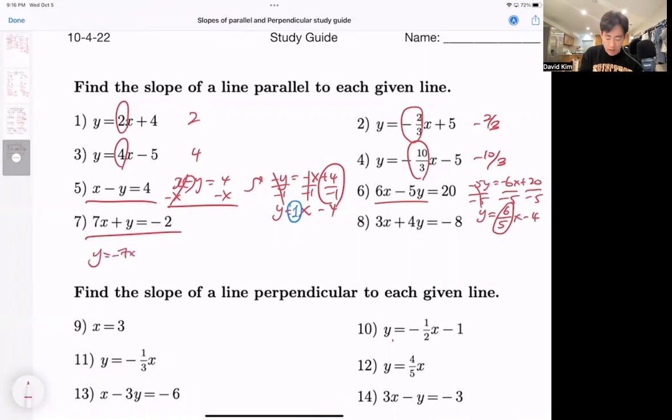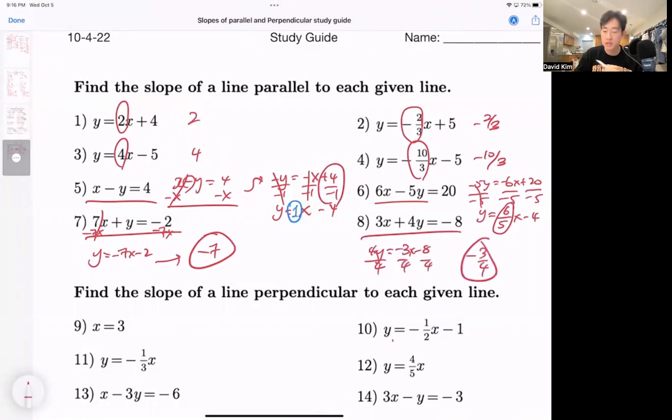y is equal to -7x minus 2. I'm skipping steps, but remember, you're just going to subtract the 7x on both sides. You're going to get the exact same thing. Parallel slope should be -7. Last but not least, 4y equals -3x minus 8, divided by 4. The slope is -3 over 4 for parallel slope.